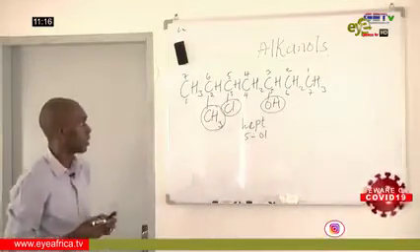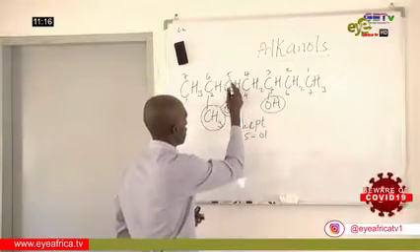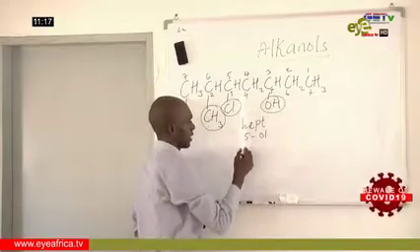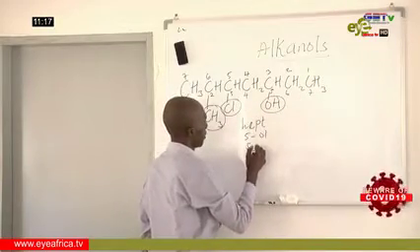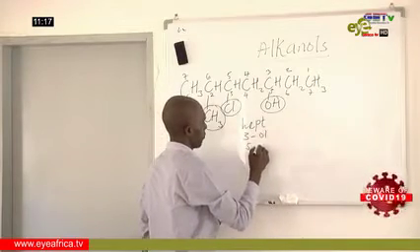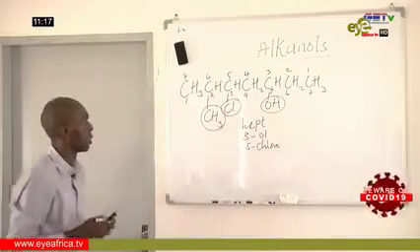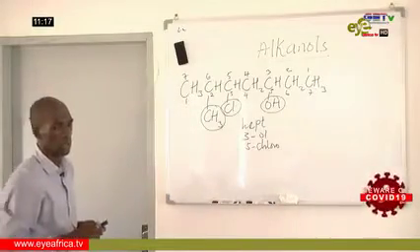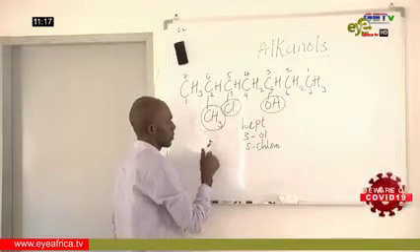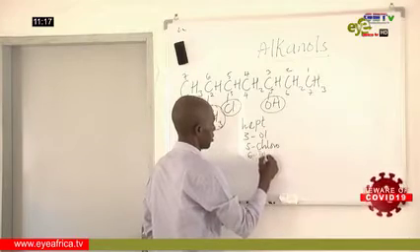Then the substituents. The first substituent is chlorine, and it is found on carbon number 5 if you count from our right. Sorry, this was 3. 5 chloro. And the alkyl substituent is on carbon number 6. So you'll have 6 methyl.